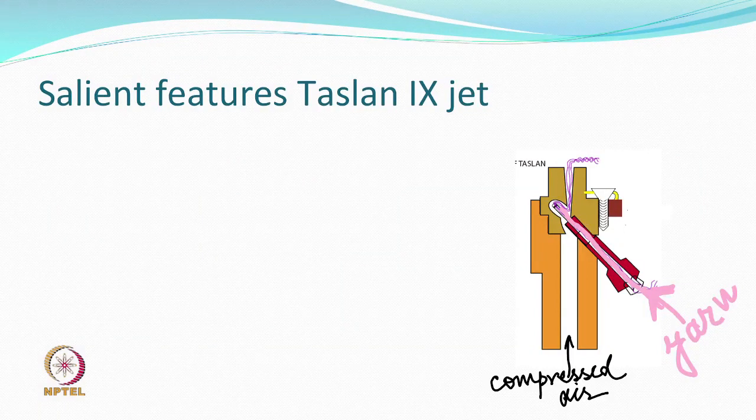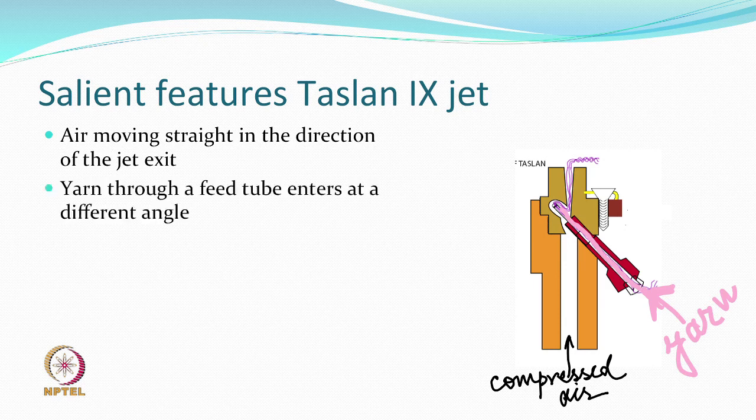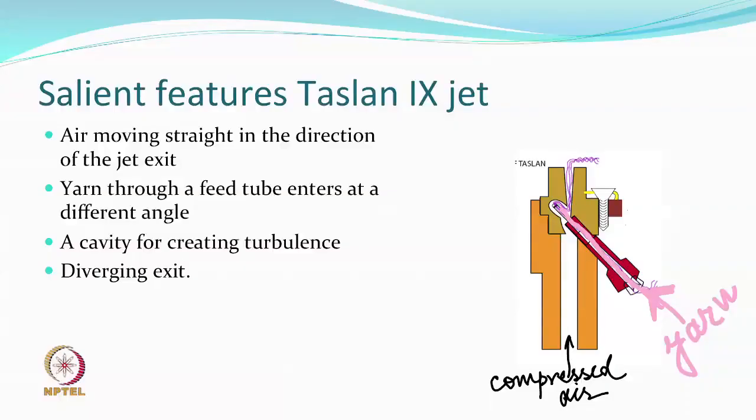This therefore had some salient features. Air is moving straight in the direction of the exit of the jet. The yarn, through a feed tube, enters at a different angle. Now, this angle can be changed, and the tube can also come in or go out. A cavity is there for creating turbulence, so the air has to take a curved path, increase turbulence and go. Of course, there is going to be convergence, and finally there is a divergence also, a diverging exit and convergence initially, so that the pressure increases in some way, and velocity particularly becomes high. So, you cross the Reynolds number.